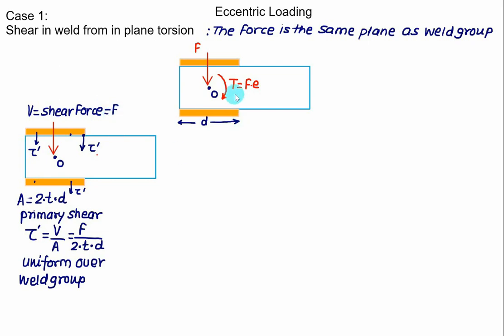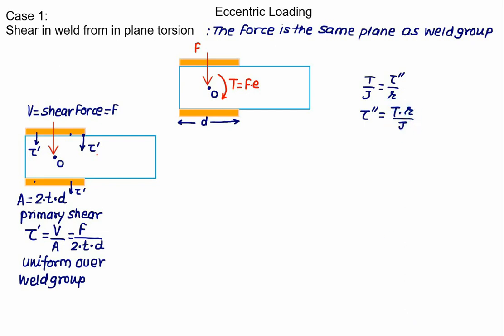Now we'll discuss the effect of the torque. We know the torsion formula: T by J is equal to tau divided by R. And we are interested in the maximum value. So this time we'll represent tau as tau double prime, and this value of tau double prime will be equal to T multiplied by R divided by J.